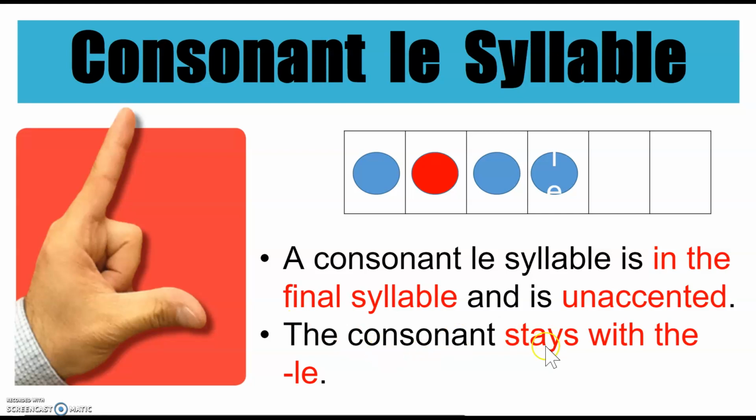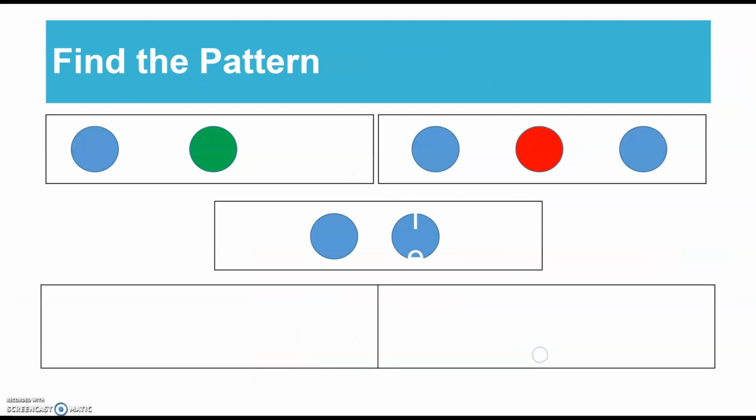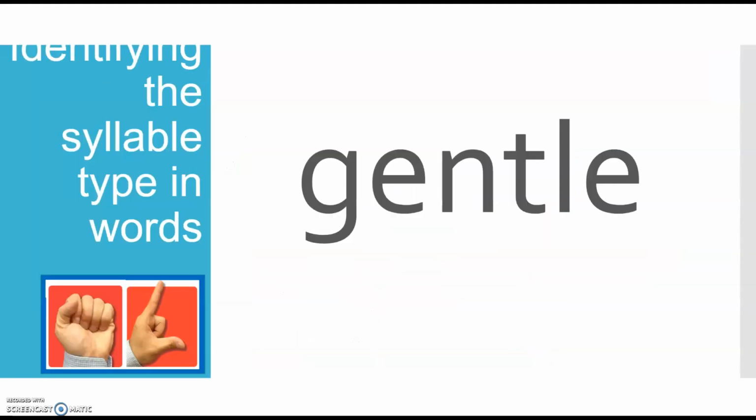And if you look at that second bullet point, it says that the consonant stays with the LE. So it's consonant LE, not just LE by itself. We're going to skip these slides and look at the word gentle. If we were to divide this word, first you spot the vowels. That's what they did here. They marked the L and the E together, and they divided between the consonants.